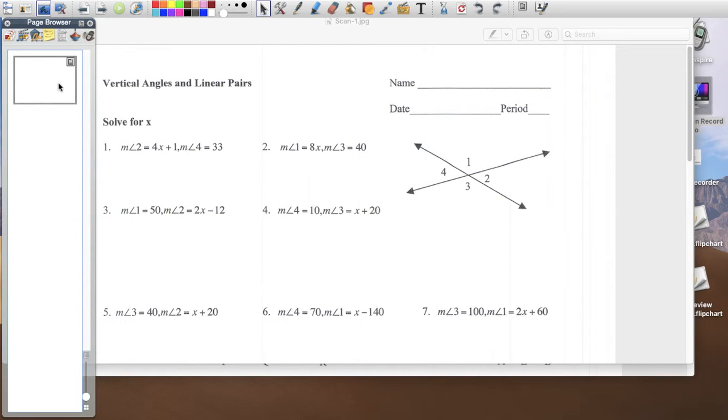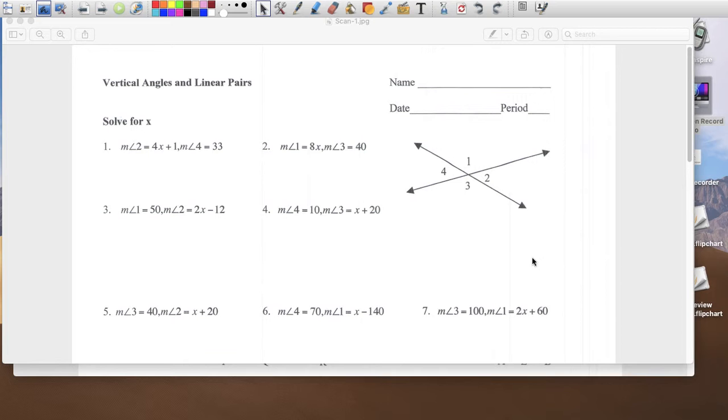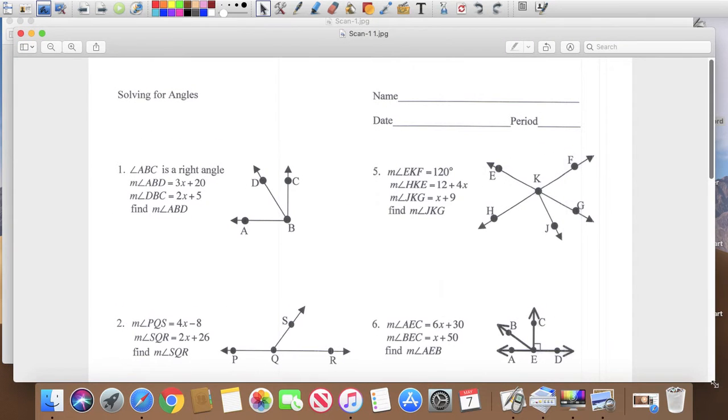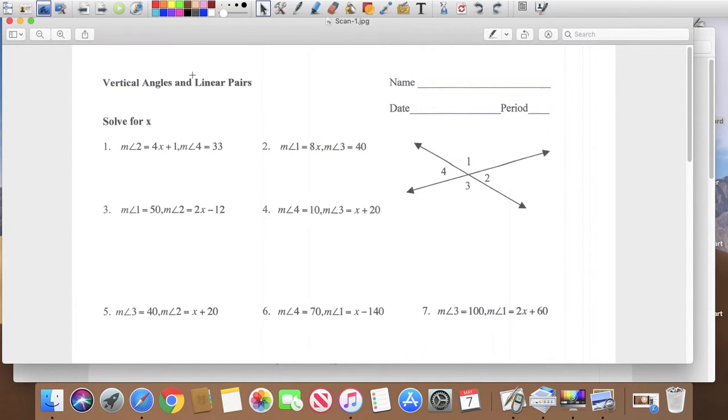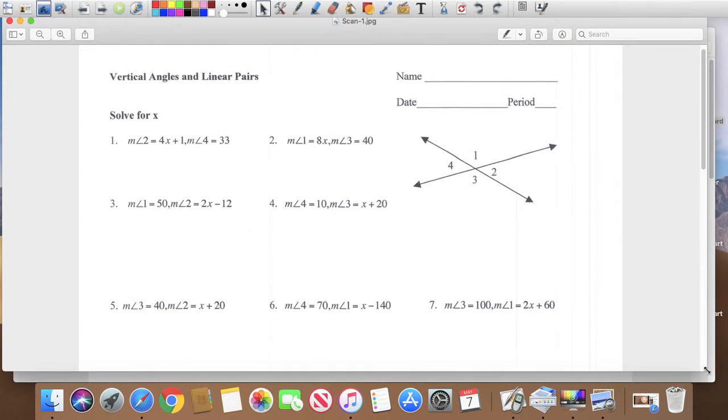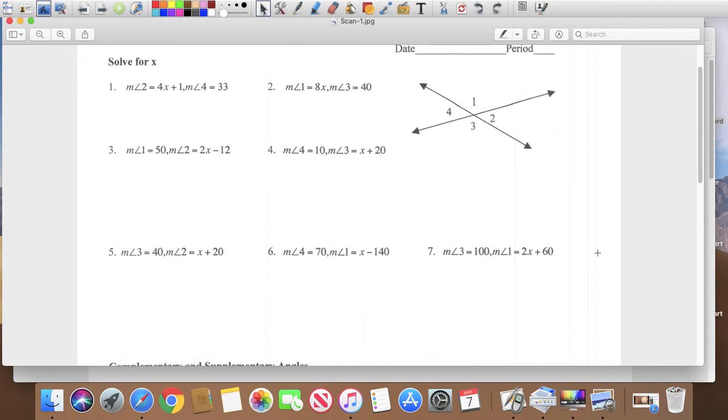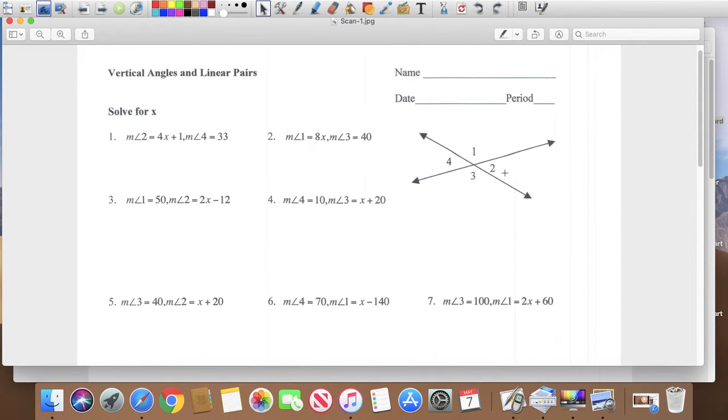So this is on your homework. And this is not the first page, but rather this is the first page. So again, you're doing number 1 through 7 based on this picture here. Each question is independent of each other. So let's start with 1.